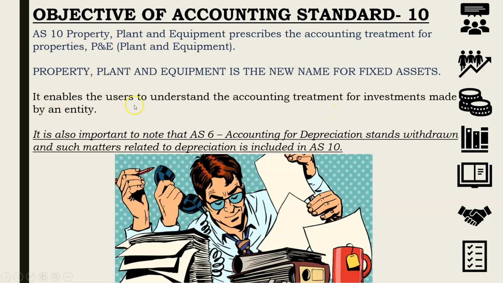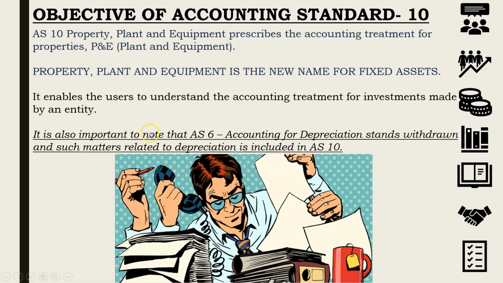Next, it enables the users to understand the accounting treatment for investments made by an entity. Now we know that any company or any entity, since entity is a wider word, I will use that more often, every entity invests money in property, plant and equipment. So what will be the accounting treatment? How do we record it in our books of accounts?